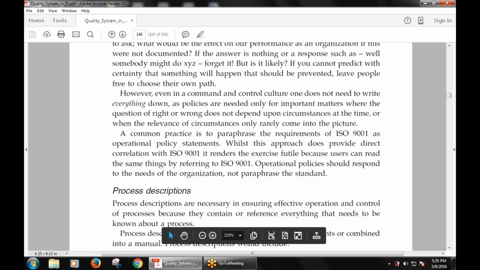Next topic is process description, which I'm going to start in the next class, that is, tomorrow's class.